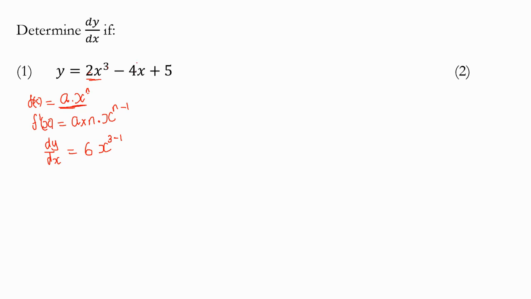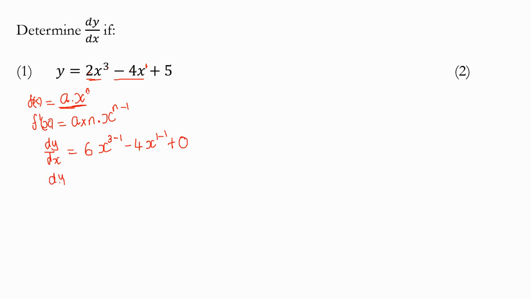And then we go to the next one, which is negative 4x. The exponent here is 1, the invisible 1. So you say 1 times negative 4, you get negative 4. And then x to the power 1 minus 1. You see that 1 minus 1 is 0. And then plus the derivative of a constant. The derivative of a constant is 0. You see that? Okay, then we can simplify.